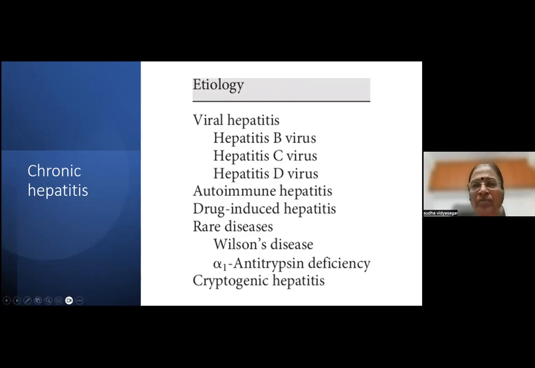Okay. So remember, whenever the liver enzymes are abnormal, we know it is hepatitis. We just have to decide which of these hepatitis it is. Is it acute or chronic? If it is chronic, these are your differentials.